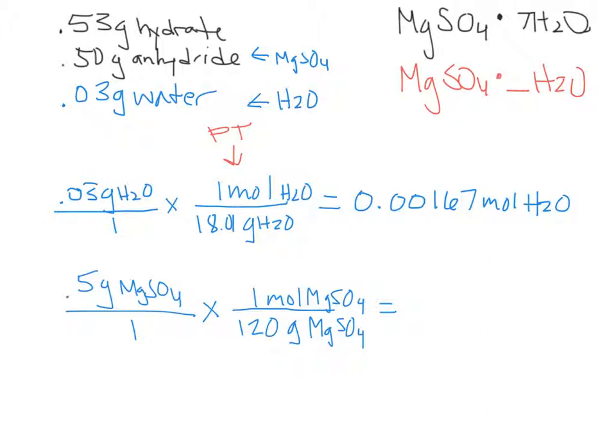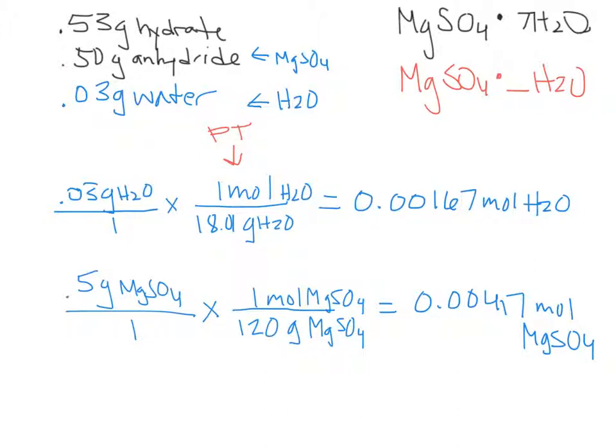I need to divide, and that gives me approximately 0.00417 moles of MgSO4. Now what I have to do is create a ratio, magnesium sulfate to water. I'm going to put the water on top all the time because I want this value to give me a number, a whole number preferably. So let's see how close my guesstimated values were.